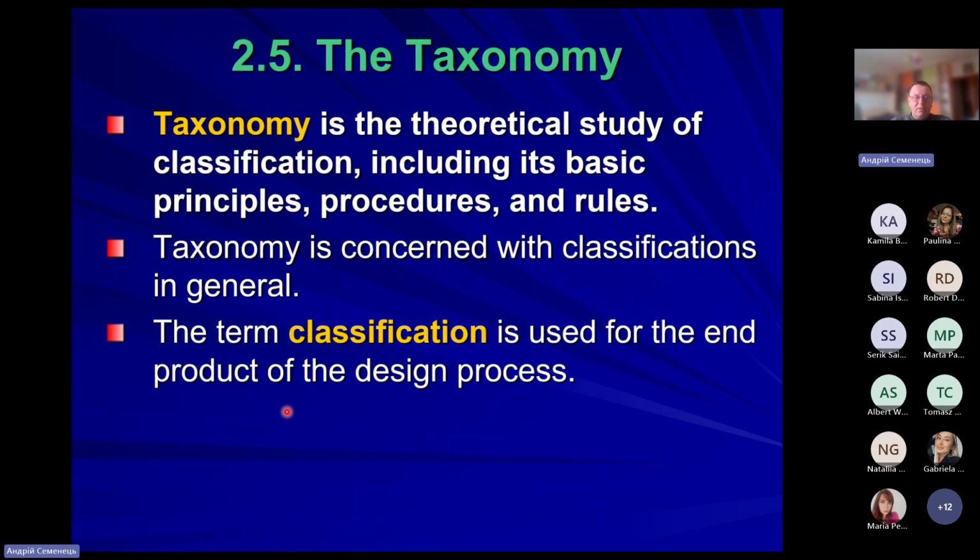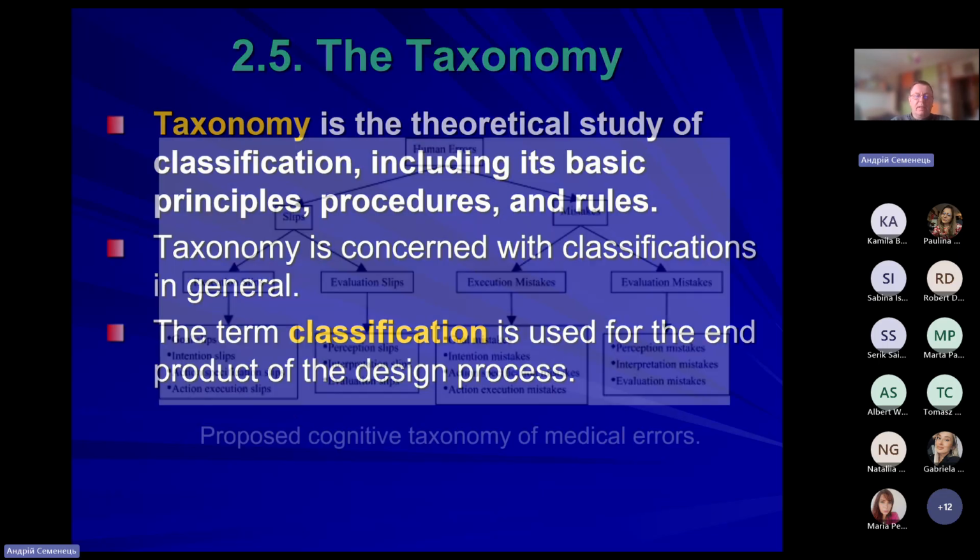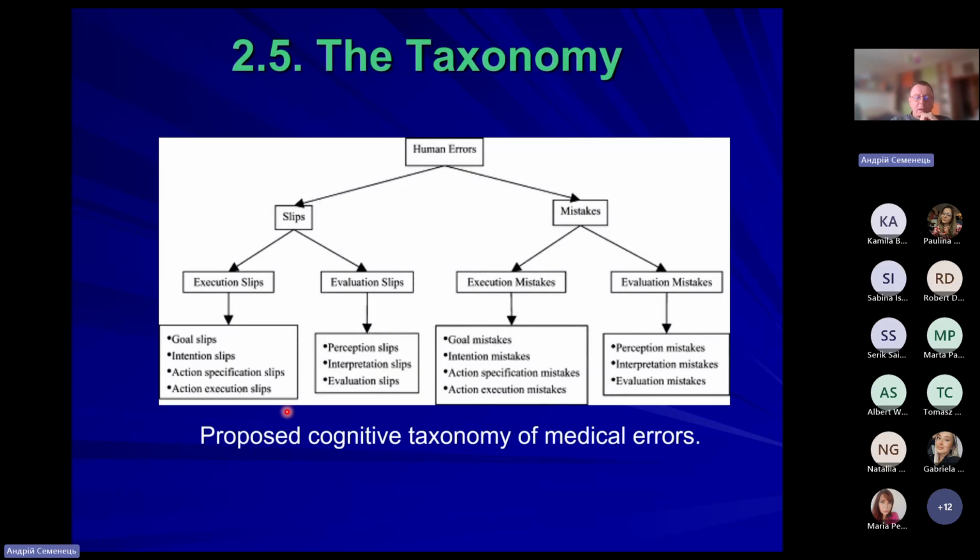So it's a theoretical study of classification, including basic principles, procedures, rules. It's concerned with classification in general, and then classification used at the end of products of the design process. So it's actually a field of study concerned with classification problems in general, with development of classification systems. Let's say, an example of a cognitive taxonomy of medical errors, where we have slips and mistakes, considering only human errors, divided into classes, 4 subclasses, and so on.